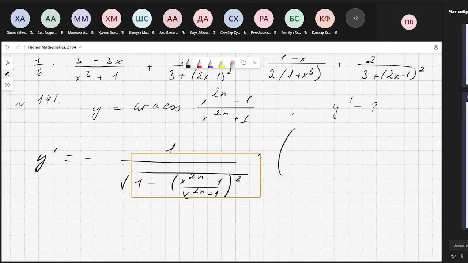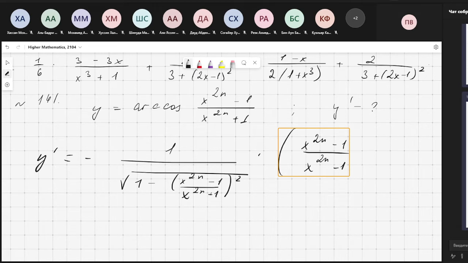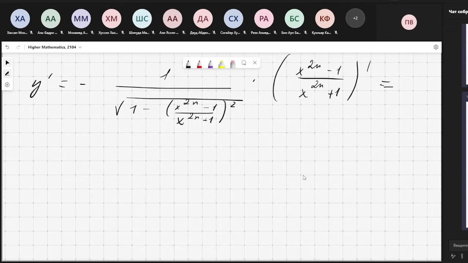Times derivative of argument. Right. In the argument we can see a quotient, so we can use the derivative of a quotient. Here, 1 over square root of 1 minus x to the 2n minus 1.